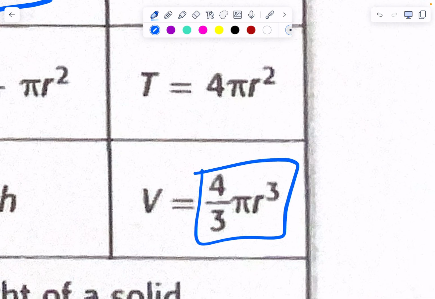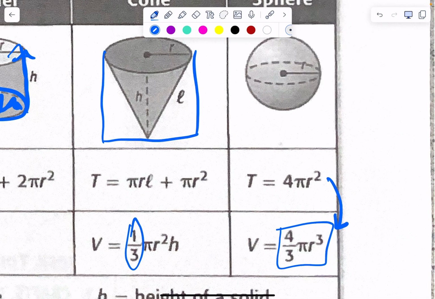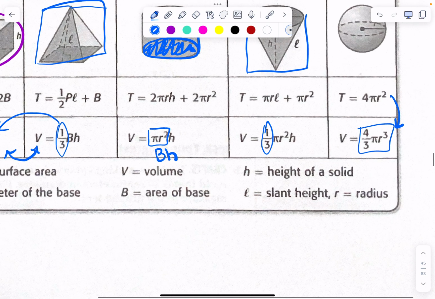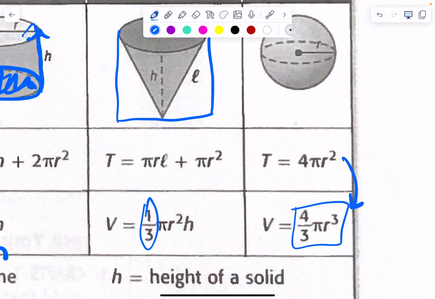It's gross. This is the only one that the formula for volume is grosser than the surface area. Why is it like that? I could get into that, but it's going to take me a long time to explain it to you. 4/3 pi radius cubed. Whatever. You need 3 circles to make 4. I don't know. That's just the ratio that they have come up with. Okay. So there's that.